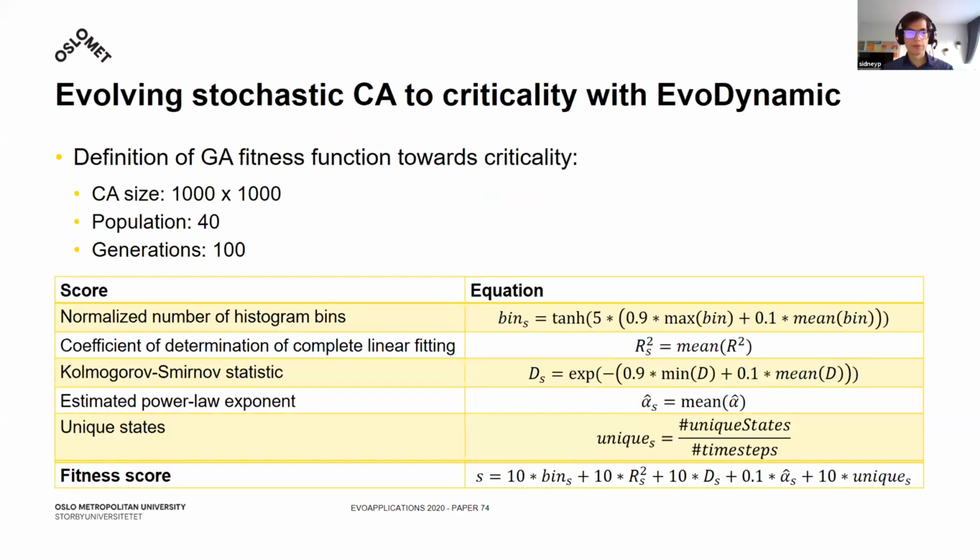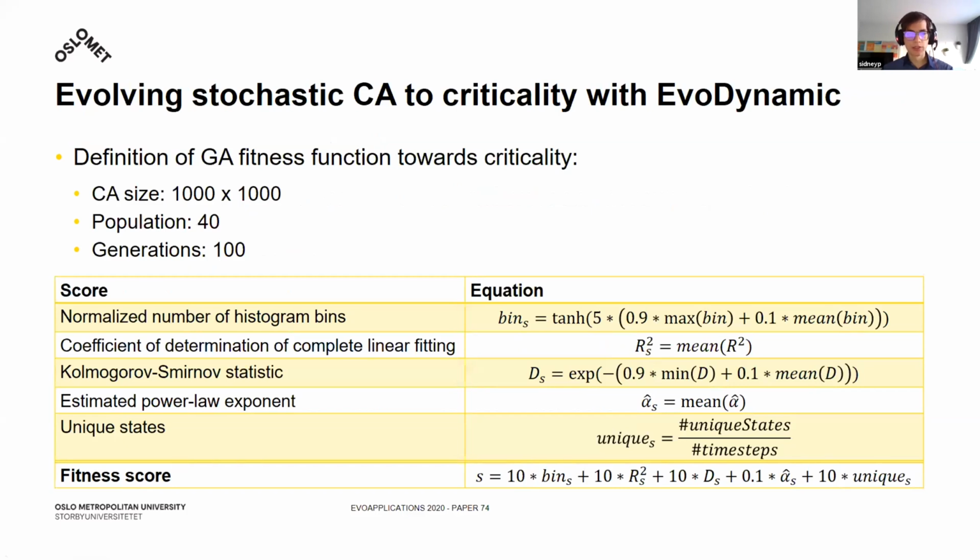The evolution of the stochastic CA towards criticality is performed by a genetic algorithm. The CA has 1,000 cells and evolves through 1,000 time steps. The population has 40 individuals, and we run it through 100 generations.